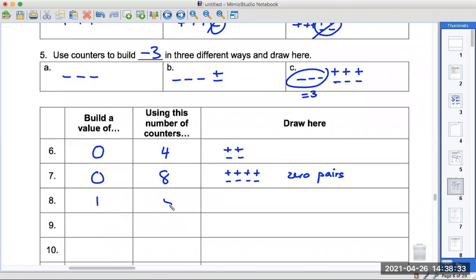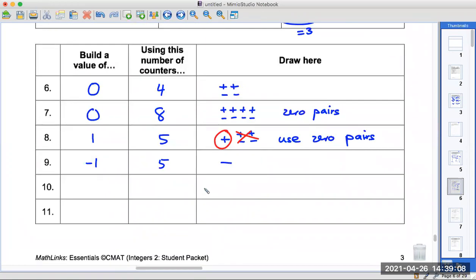Build a value of 1 using 5 counters. Okay, you want a value of 1, you start out with 1. But now you have to have 5 counters, so you can use zero pairs. Okay, so remember we want that 1 to start with. These all cancel each other out. But you have 5 counters. Build a value of -1 using 5 counters. Okay, so start out with a negative and then you have to add zero pairs to get to the 5 counters. 1, 2, 3, 4, 5.